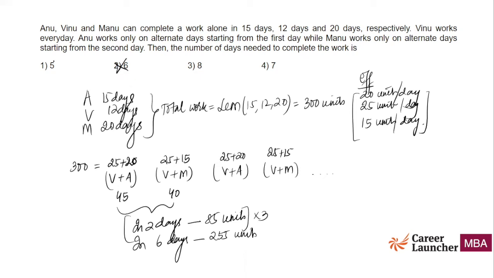So 6 can't be your answer, 5 can't be your answer, and 8 is going to be a lot, right? If you multiply it by 4, you will get 8 days and 85 into 4, which is more than 300 units. So 8 also can't be your answer. So 7 makes sense. But let's see what will happen on the 7th day. On the 7th day, the odd number of days is the turn for Vinu and Anu, which is 45 units. So 255 plus 45, yes. So this is 300 units, perfect. So they took 7 days to complete the work.